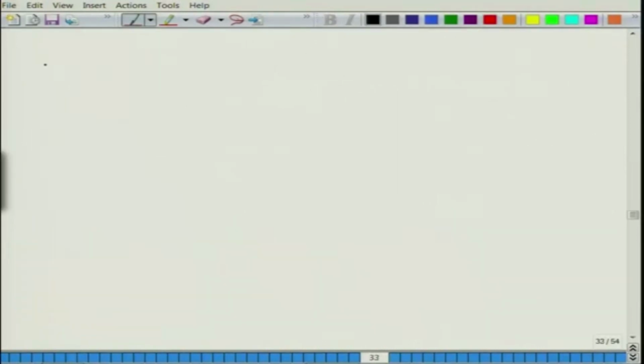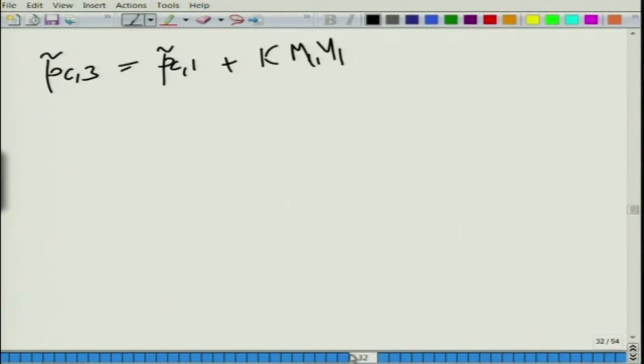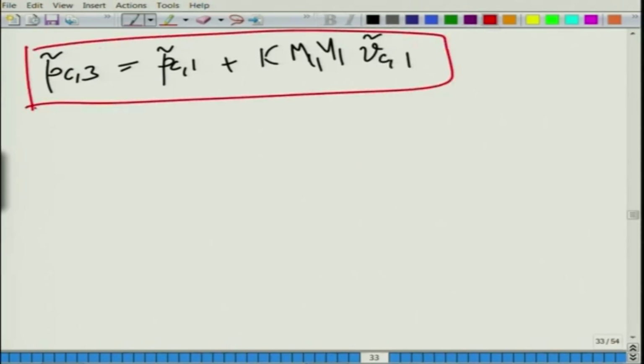So, what we get is P C 3 is equal to P C 1 plus k times M 1 y 1 and V C 1. All right. So, we get this relation.